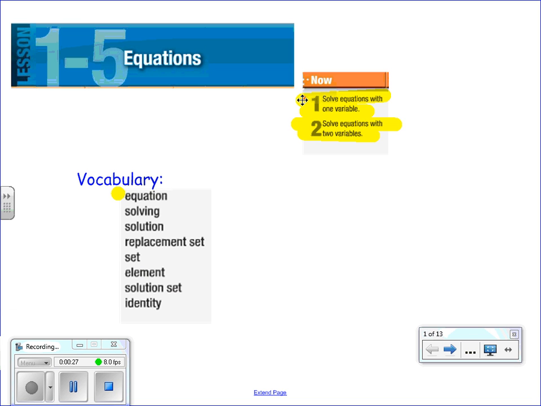Anybody remember? What does it have in it? It has an equal sign. That's the key difference between an equation and an expression. It's the equal sign. An expression has terms, variables, and operations. For the equation, you add the equal sign to that list of things.